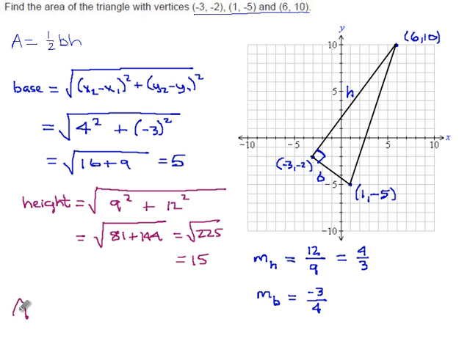So now we're ready to do area. The area of this triangle is 1/2 base times height. So it's 1/2. The base is 5. The height is 15. 5 times 15 is 75. Half of that is 37.5. And we didn't mention units, so I'm just going to say square units.